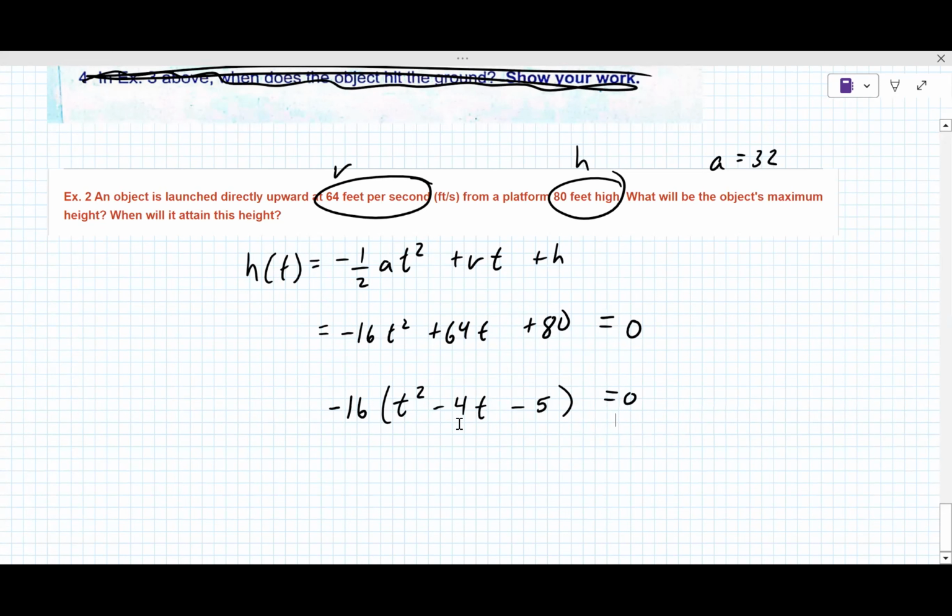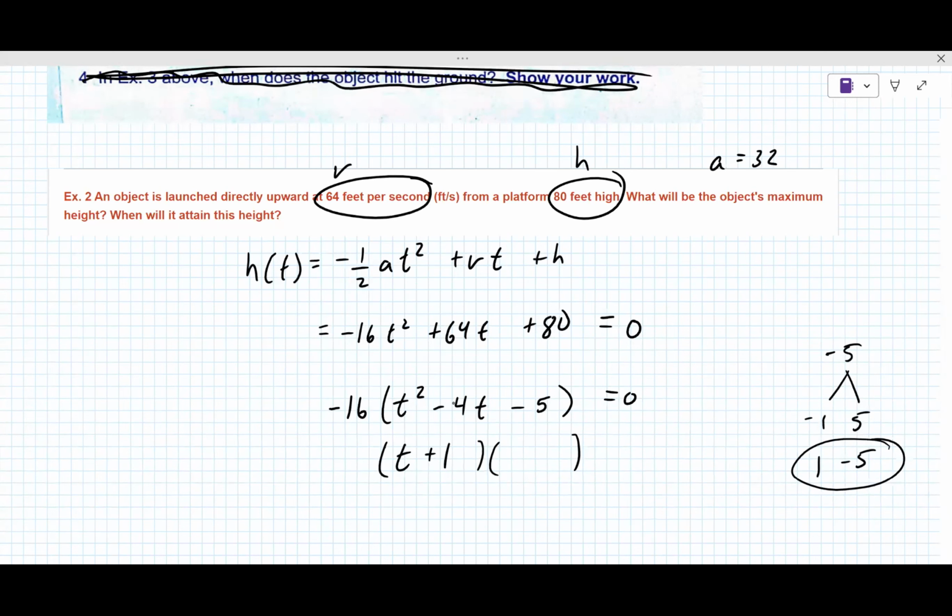Now you're looking for two numbers that multiply to minus 5 but add to minus 4. Can you tell me those numbers? It's going to be 1 times 5. We want minus 5, which means one of them has to be negative, either negative 1 and 5 or 1 and negative 5. We want them to add up to negative 4, and that is the second one. So we get t plus 1, t minus 5.